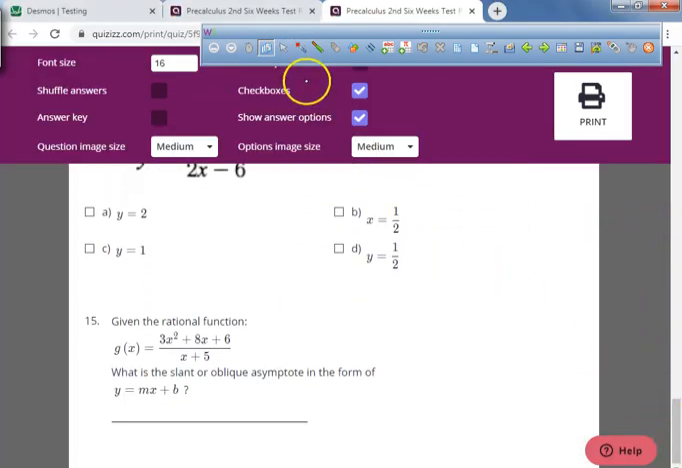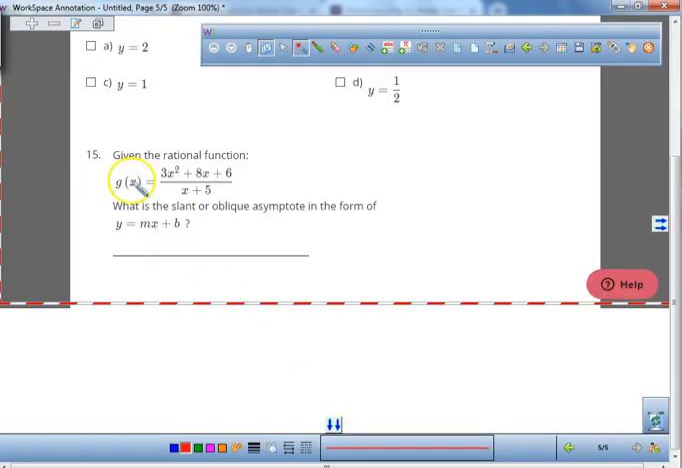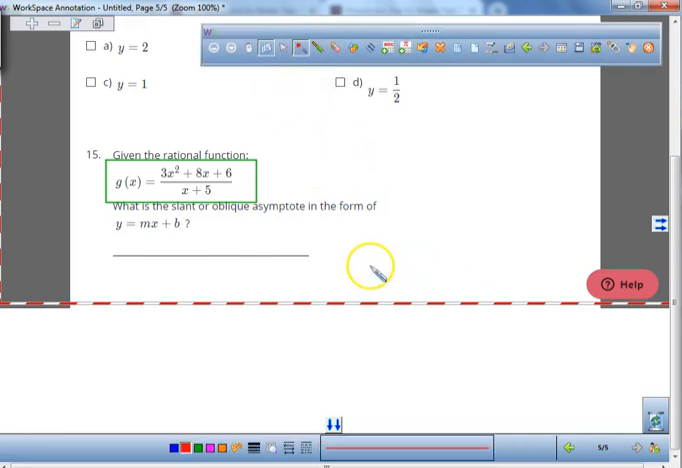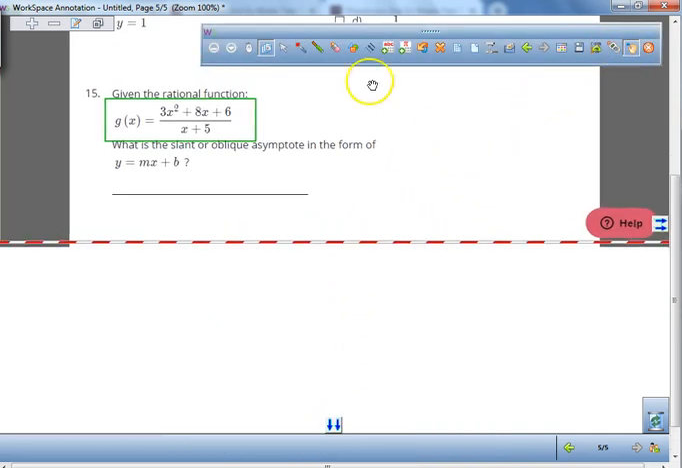Okay, everybody, here's what I need you to do. Write down g of x. So put g of x right here. Write that down. And it says, what is the slant or oblique asymptote in the form of y equals mx plus b? If you get a problem like this, I want you guys to know exactly how to do it. So write down g of x equals this. And by the way, I'm only going to make you guys use synthetic division on your 6 weeks test. I will not make you do long division. I'll just do synthetic. All right? Just don't tell anybody.